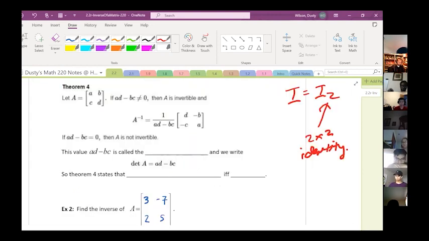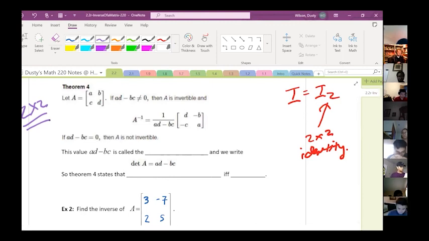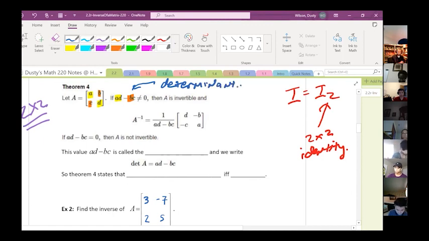All right, so theorem 4 is nice. It's like the 2x2 version. And this is the only one of these formulas that you're going to get that's worth memorizing. So it says that if you have A being [a, b; c, d], and if AD minus BC is not equal to zero, what I want to point out here is the A and the D are on the diagonal and the B and the C are the off diagonal, the reverse diagonal. This thing right here you might also recognize as a determinant, if you've done that in other classes.